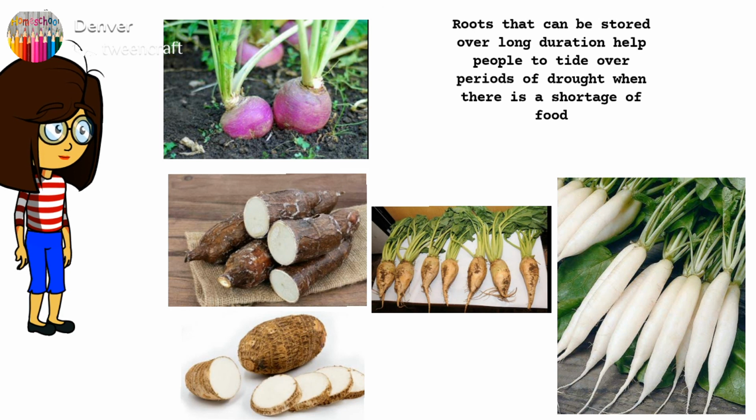So here are the pictures of the examples I mentioned: turnip, yam, then tapioca, radish, etc. So this is all about the special types of roots that we came across.